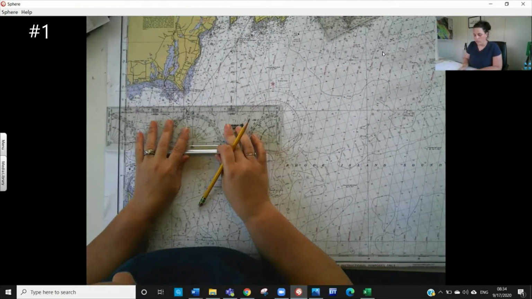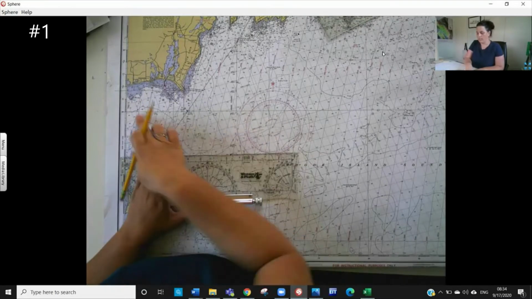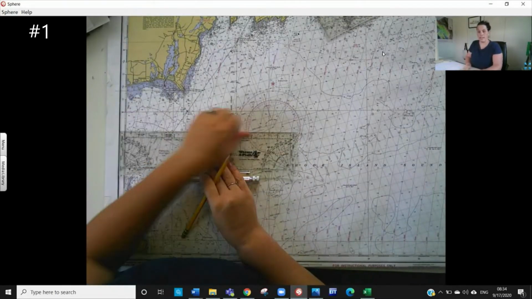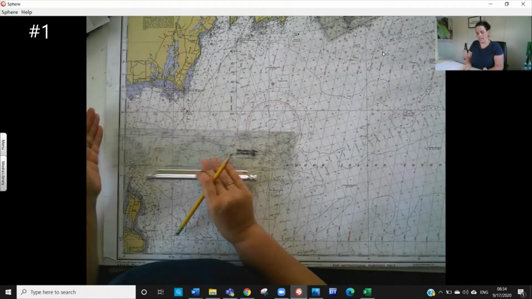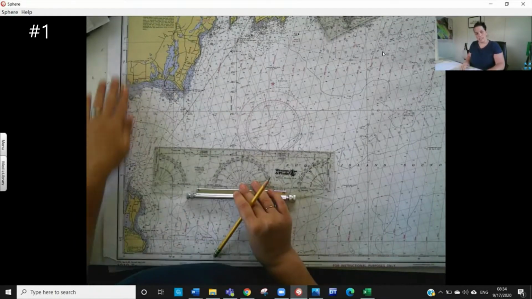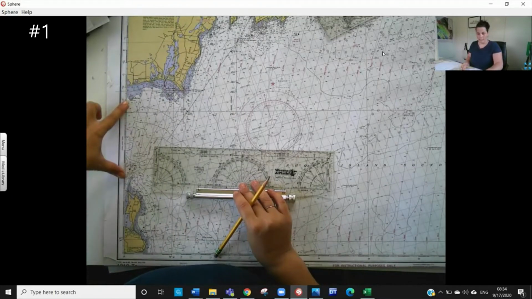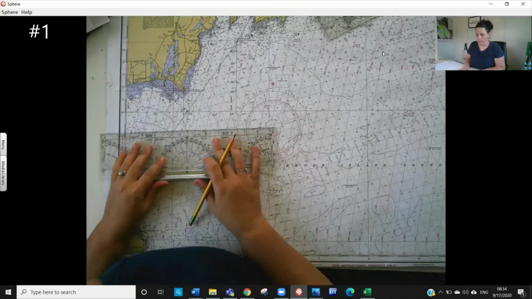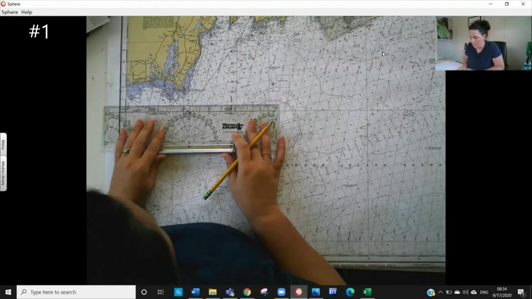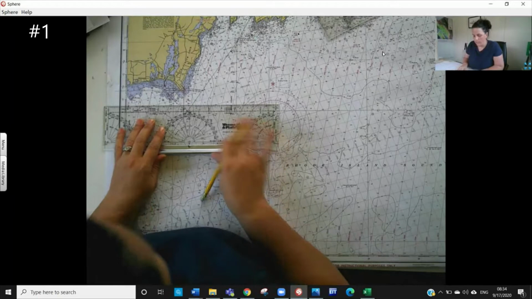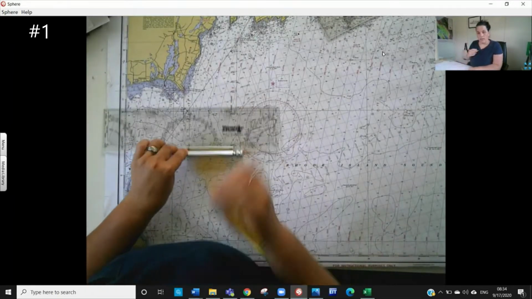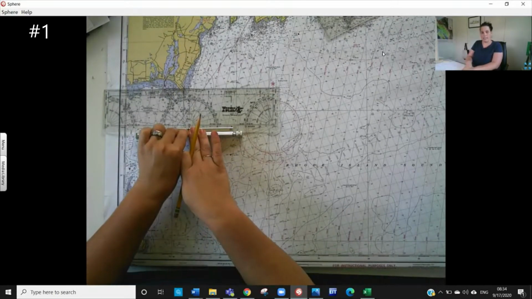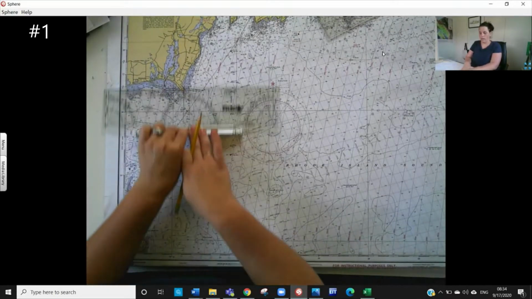So I am going to parallel my roll plotter to this latitude line so that wherever my roll plotter is will be another latitude line. I'm also going to make sure the edge of it will cross the latitude measurement on the side of the chart, so it will be easier for me to read. So I'm lining up that black line on the latitude line. And now if I push down on the center, I can roll it and it will parallel that latitude line all the way, anywhere I put it.